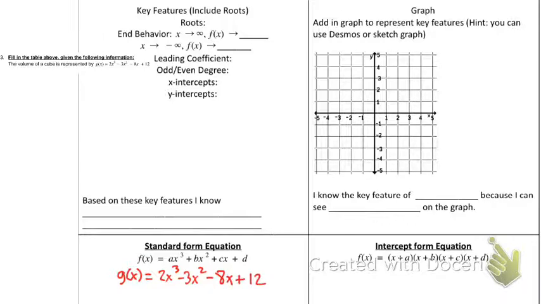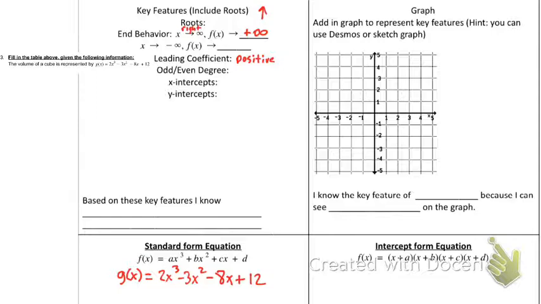Okay, so let's see what we can fill in the first square based on this. So if you look, your leading coefficient is positive because of the 2 here. And my leading coefficient, since it's positive, controls the right side. So I know that my right side is going to go up, which means I have to have positive infinity here on the right side.